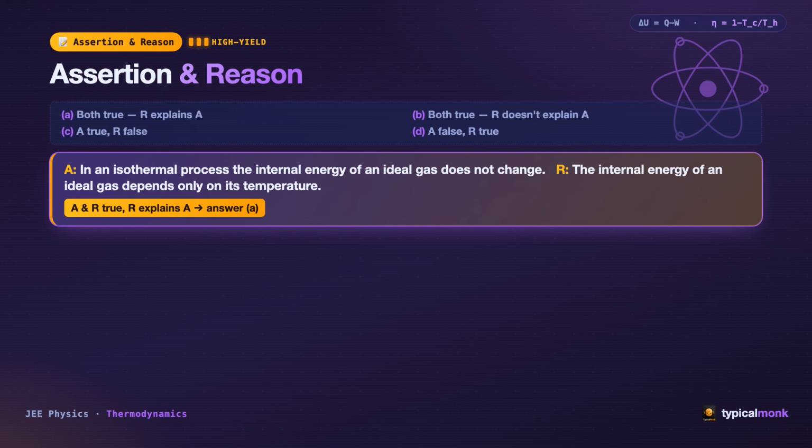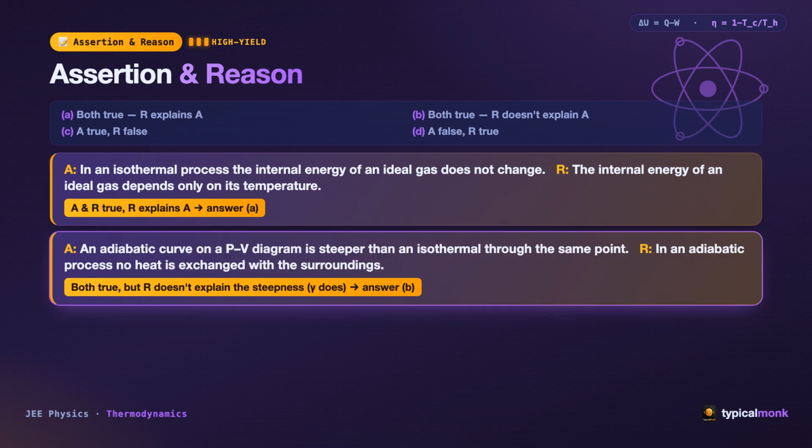First pair. Assertion: In an isothermal process, the internal energy of an ideal gas does not change. Reason: The internal energy of an ideal gas depends only on its temperature. Both are true, and the reason directly explains the assertion. So the answer is A.